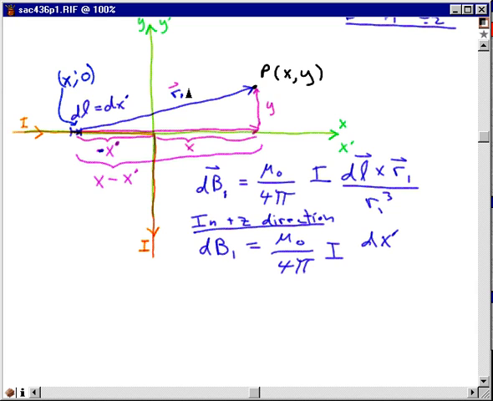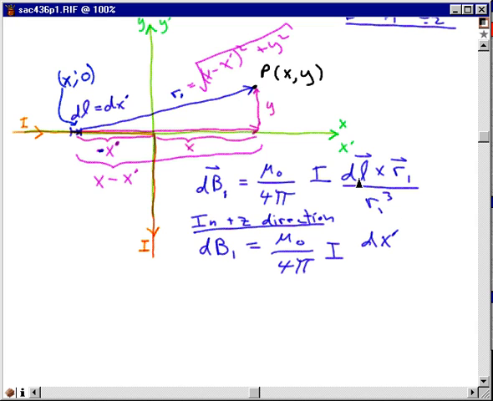This is important because I need to know what R1 is, and it is indeed the square root of x minus x prime all squared, from the Pythagorean theorem, plus y squared, with the square root being taken of that entire expression. So in magnitude, that's what R1 is. I'm going to go ahead and make it clear that I'm indicating the length of this vector R1.